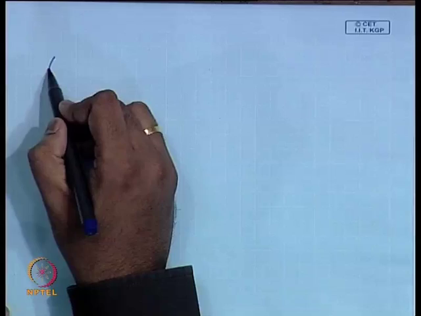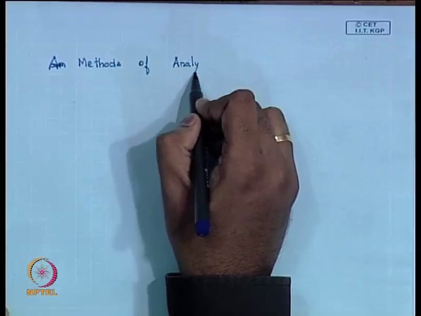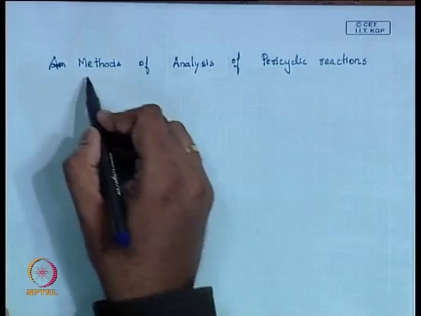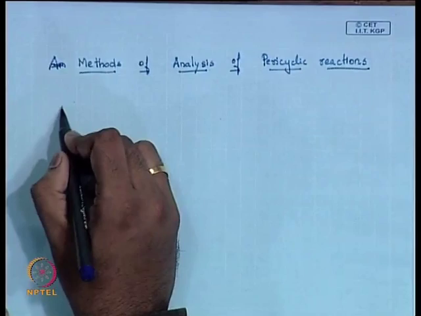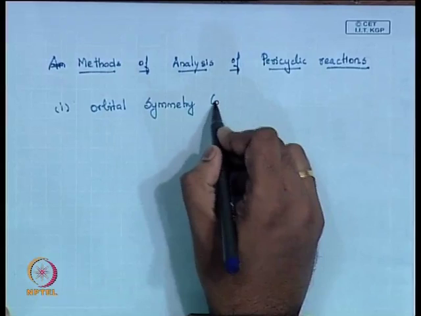These are the classifications. There are some methods by which you understand or analyze pericyclic reactions, theoretically or by using orbital pictures. There are three methods you use to understand pericyclic reactions. One is the orbital symmetry correlation method.